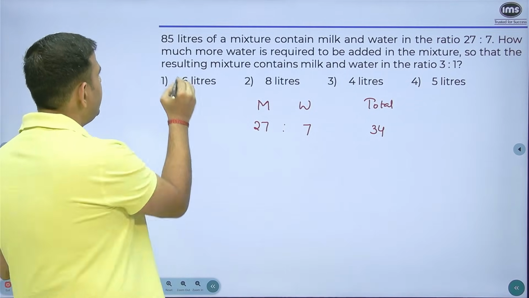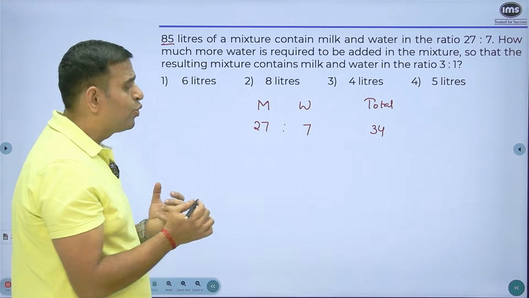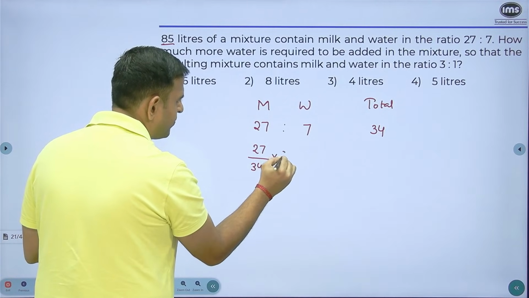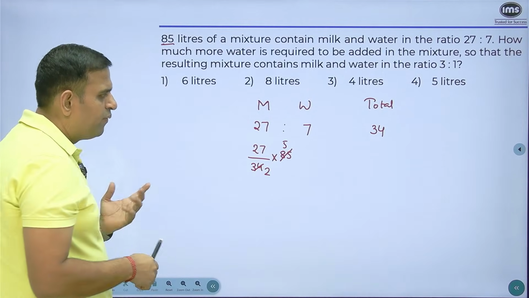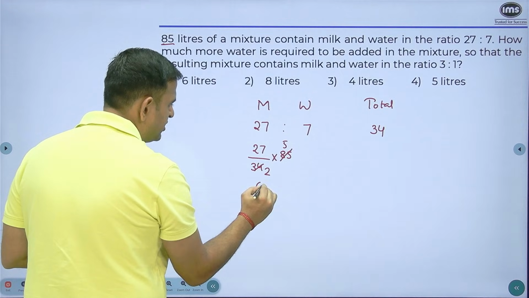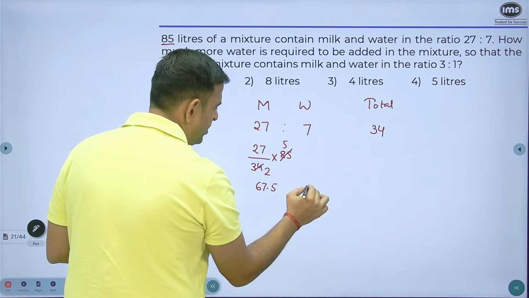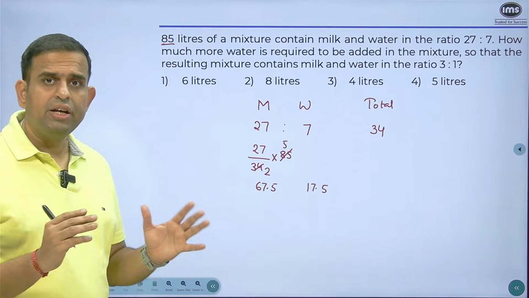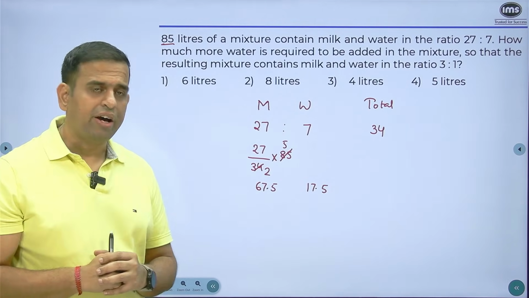So out of this 85, someone asks you how much is the amount of milk. One can say 27 by 34 into 85. Let's solve for this. 17 5s are 85, 17 2s are 34. This becomes 135 divided by 2, which will give you 67.5. That would mean the remaining part must be water, which is equal to 17.5. So initially the quantity of milk was 67.5 and the water part was 17.5.